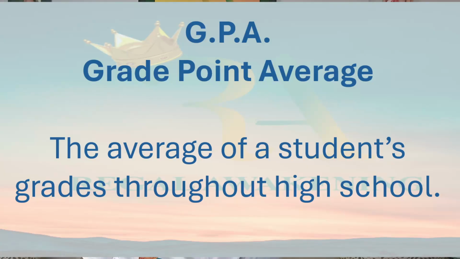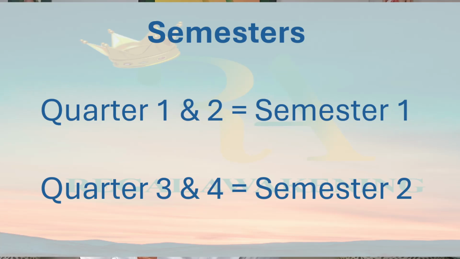GPA is an acronym that stands for Grade Point Average. It is the average of all of your students' grades that they have earned from the time they enter high school. GPAs are calculated every 2 quarters. These 2 quarters are called semesters. Quarters 1 and 2 is semester 1. Quarters 3 and 4 is semester 2.